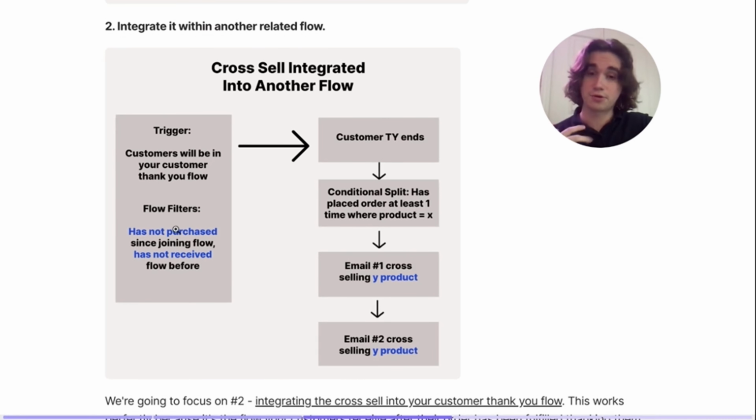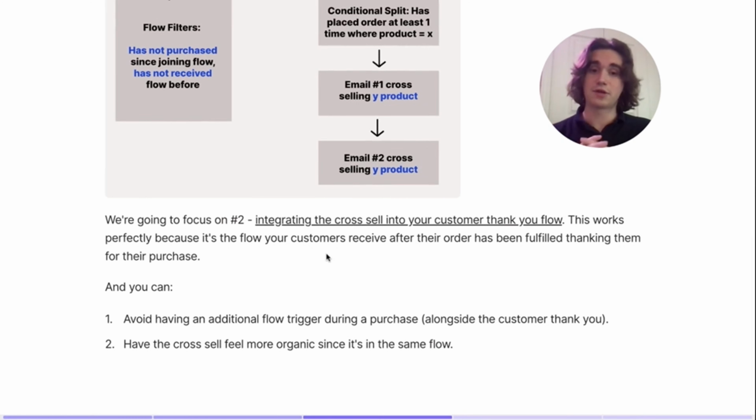It will still have the same triggers and the same flow filters, but it's organically put into another related automation. Let me tell you why this is the way that we like to do it. When you integrate the cross-sell into your post-purchase flow or your customer thank you flow, it works well because this is the flow that your customers already receive after their order has been fulfilled. So it isn't an additional thing that has to trigger. You're not sending these people multiple different things, right? You're not sending them a customer thank you, a cross-sell flow, a review request, and a bunch of other things at the same time. It's just automatically put into one automation that has everything it needs to have.